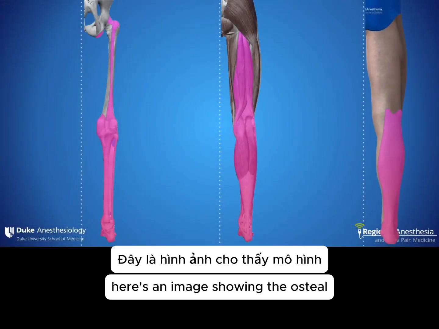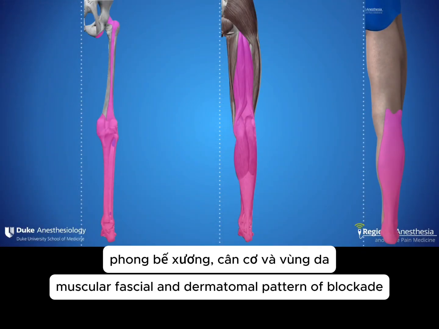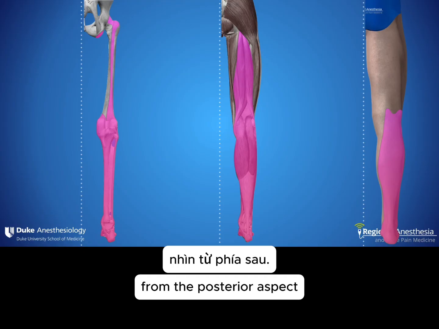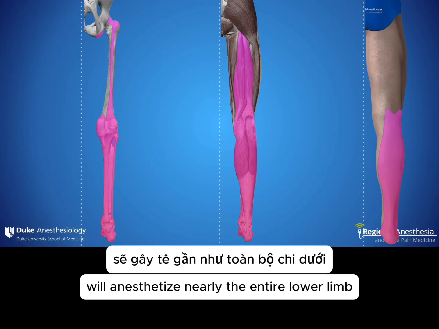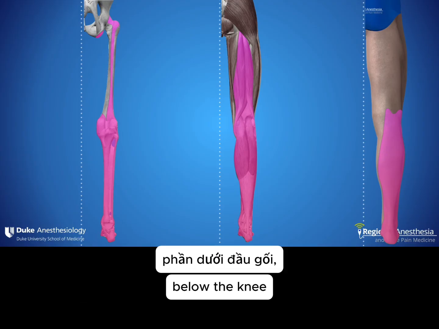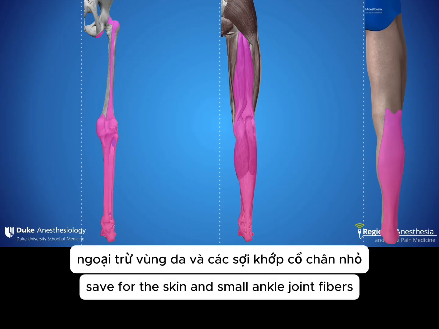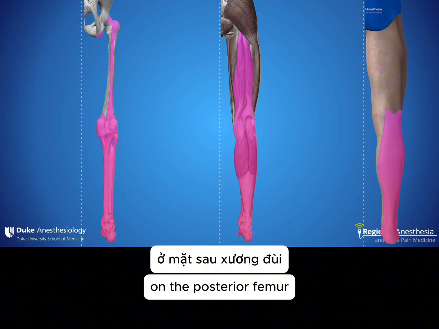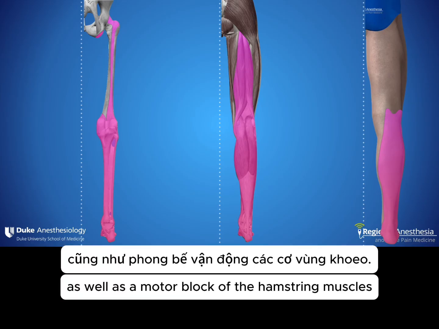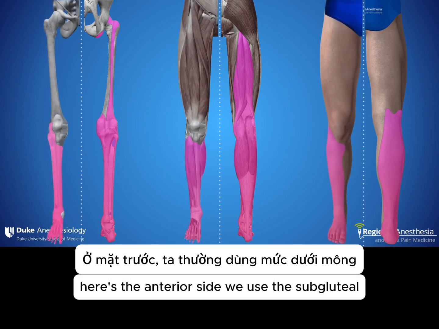Here's an image showing the osteal, musculofascial, and dermatomal pattern of blockade from the posterior aspect. Blockade of the sciatic nerve at the subgluteal level will anesthetize nearly the entire lower limb below the knee, save for the skin and small ankle joint fibers from the saphenous nerve. We also expect to get some periosteum on the posterior femur, as well as a motor block of the hamstring muscles. Here's the anterior side.